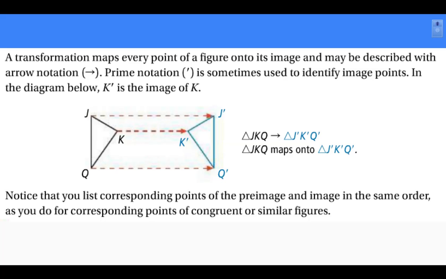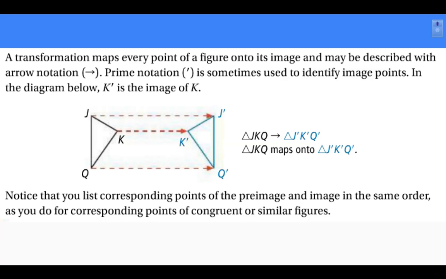So in this diagram here, we have triangle JKQ. Now over here, instead of calling it something else, we're just moving the same point, this vertex, to a new position. So we call that J prime. K moves to become K prime, and Q becomes Q prime. So we say that K prime is the image of K, Q prime is the image of Q, and J prime is the image of J. So triangle JKQ, and this arrow means maps onto triangle J prime, K prime, Q prime.